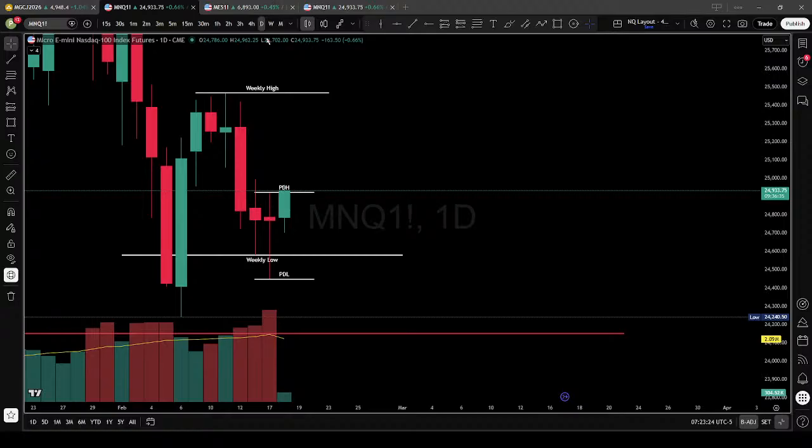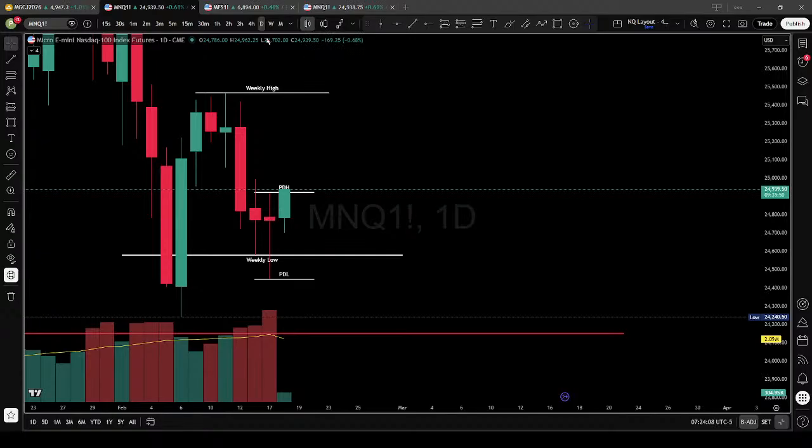Okay, so let's start writing down in the journal what we are observing right now. Today is February 18, 2026, 7:23 a.m. and daily is bearish pause and no closing below previous day low.